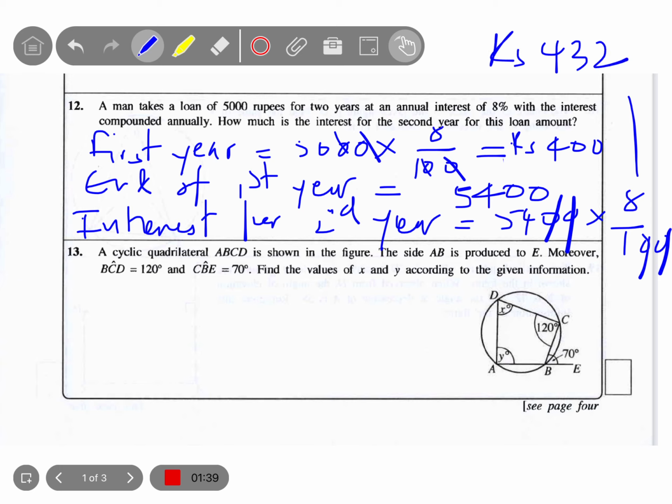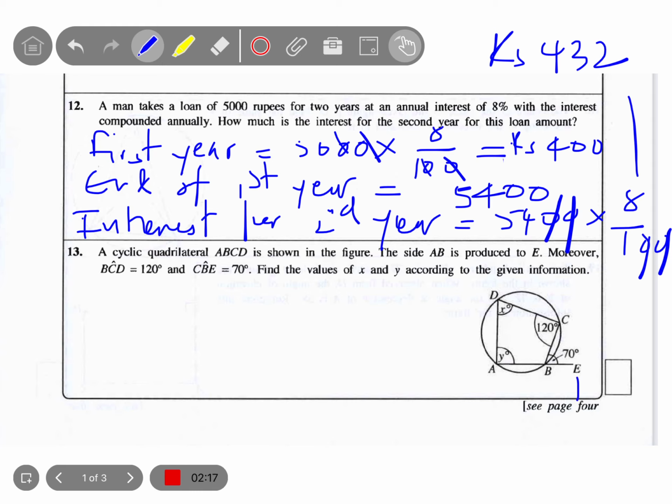Okay, next question. A cyclic quadrilateral. So what's a quadrilateral? A quadrilateral is a polygon with 4 sides. A cyclic quadrilateral is a 4-sided polygon that also sits on a circle. So the cyclic quadrilateral ABCD is shown in the figure. The side AB is produced to E, sorry. So the E is here.